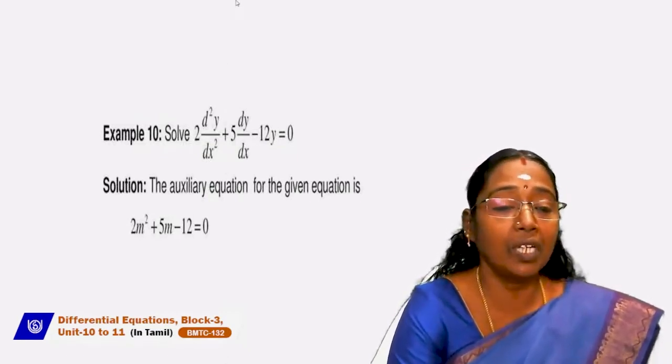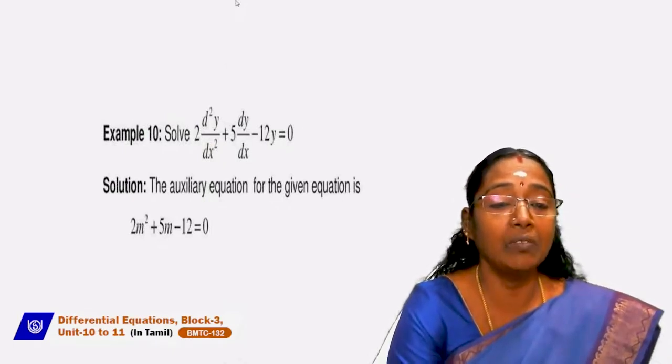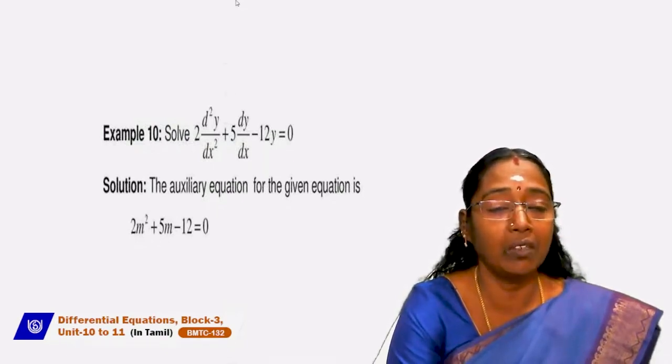In that case, you have to write the auxiliary equation as 2m cube plus 5m minus 12 equal to 0. The second order equation gives 2m squared plus 5m minus 12 equal to 0, but for the third order equation, namely d cube y by dx cube, you write the auxiliary equation 2m cube plus 5m minus 12 equal to 0. You have to factorize it. How do we factorize 2m cube plus 5m minus 12 equal to 0?